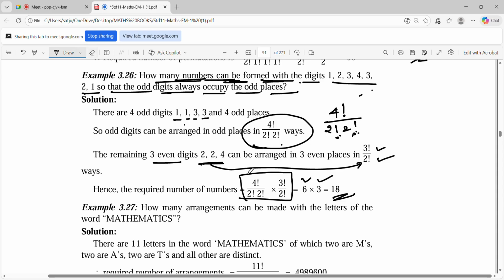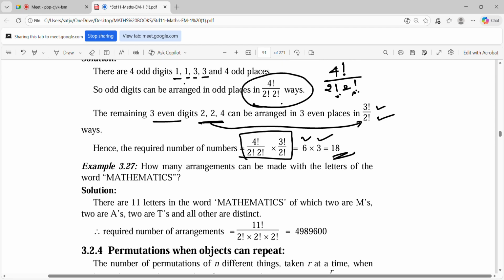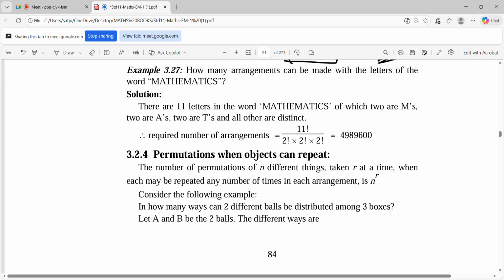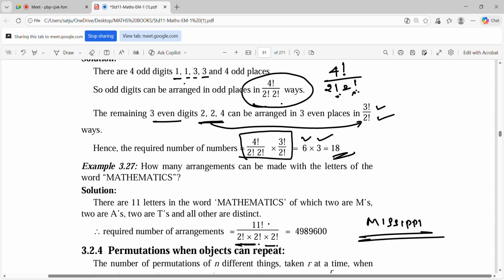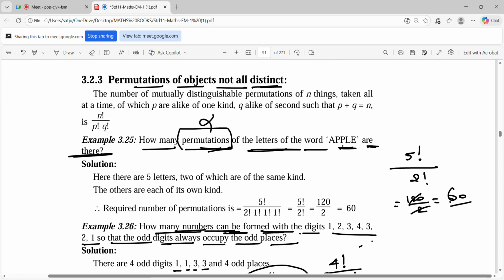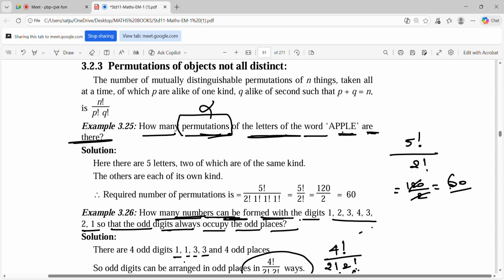Understood? In some SSC examinations, this kind of question is directly possible. Mathematics: total 11 letters, so therefore 11 factorial. M repeated twice, A repeated twice, T repeated twice. Some people will see Mississippi also, like that arrangement. So one concept: permutation of objects, not all distinct. Topic by topic you have to learn, not all distinct.